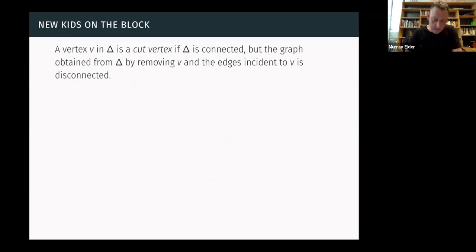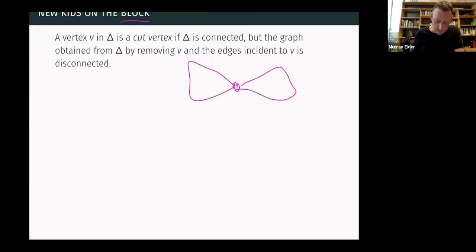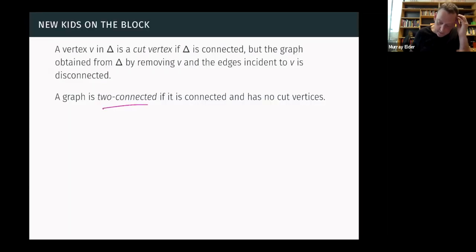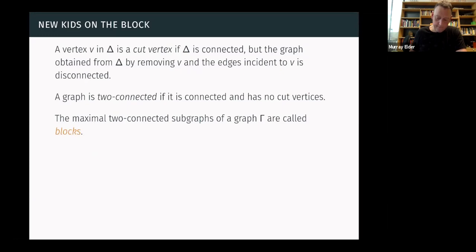Let me say one more thing. I'm going to define blocks. If you've got a vertex in one of these graphs, it is a cut vertex if the graph is connected, but if you remove this vertex, then suddenly the graph is not connected. And a graph is 2-connected if it's connected and has no cut vertices. Yeah, that's what I want.